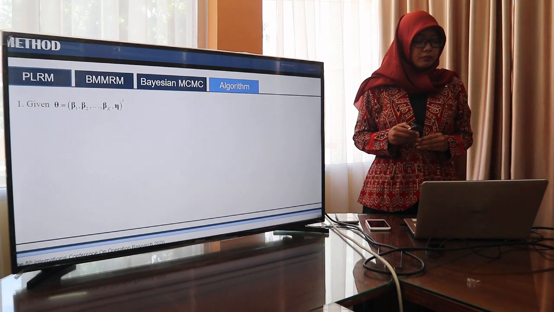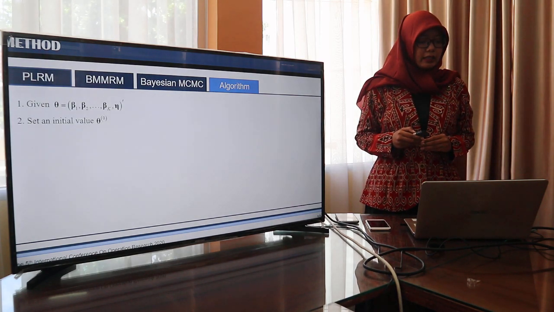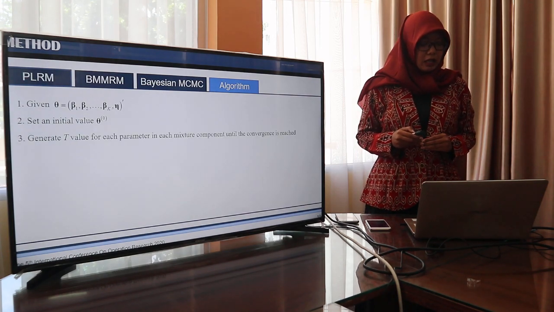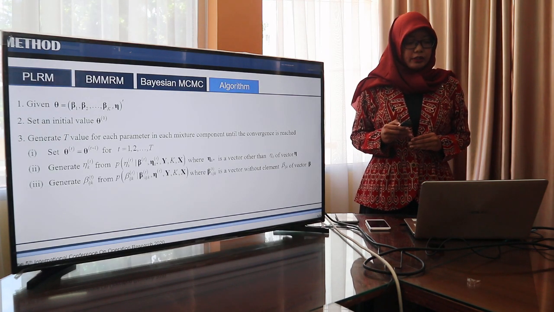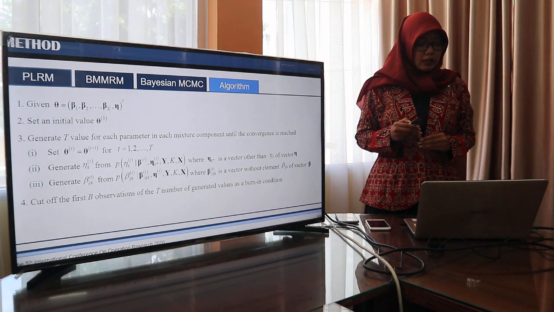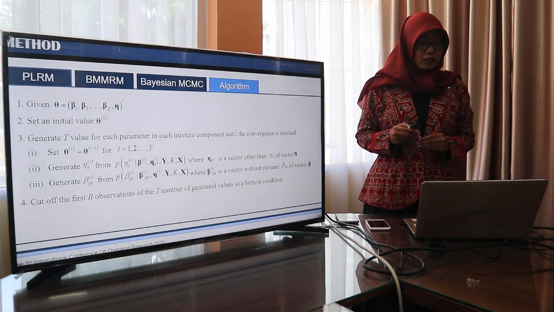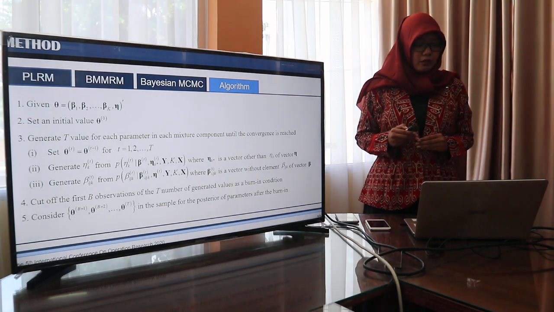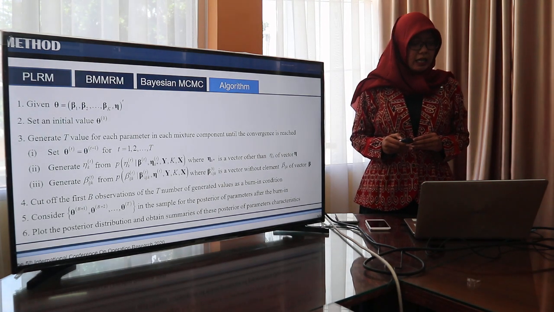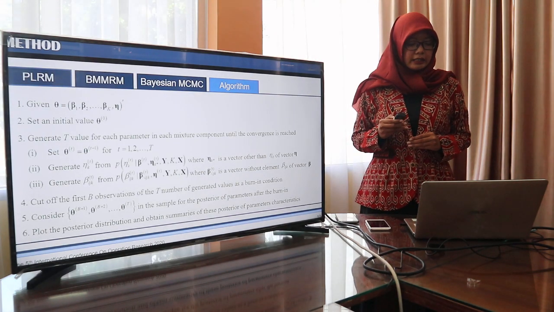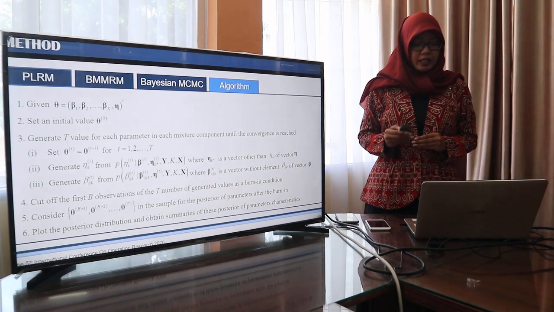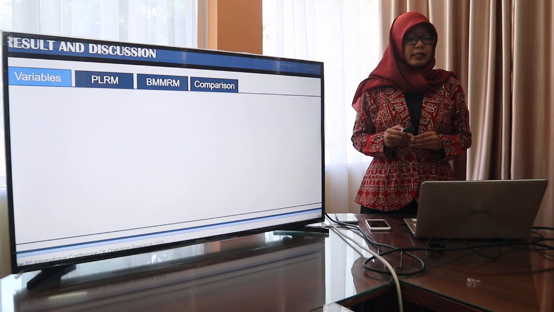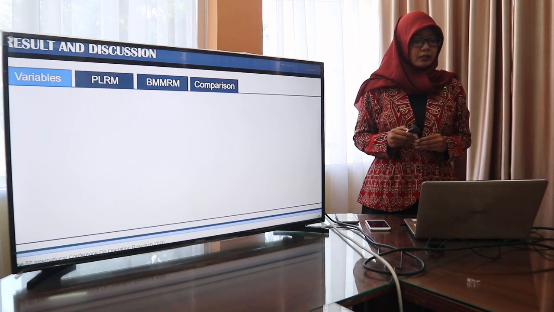And for the algorithm, step 1, given theta, set an initial value of theta, and then generate t values for each parameter in each mixture component until convergence is reached. By using this process, the next step is to cut off the first burn-in observations, consider theta in the sample for the posterior of the parameter after the burn-in, and then plot the posterior distribution. The last is to obtain summaries of the posterior parameter characteristics. And next, I will explain about the results and discussion.